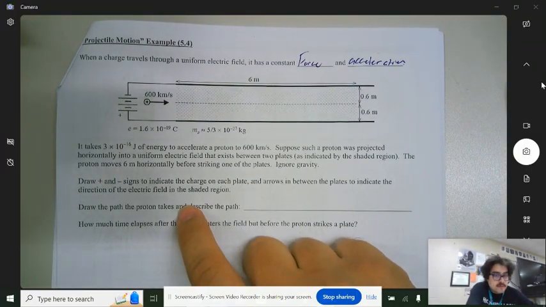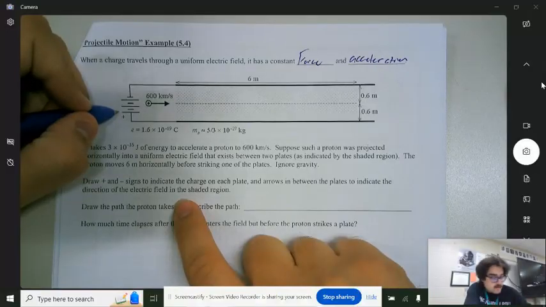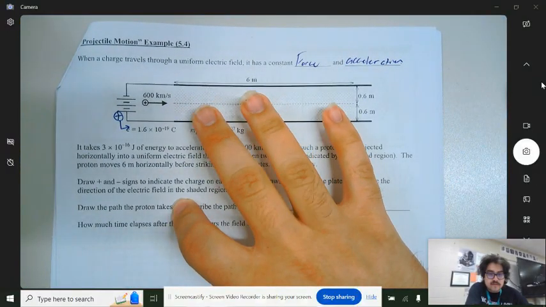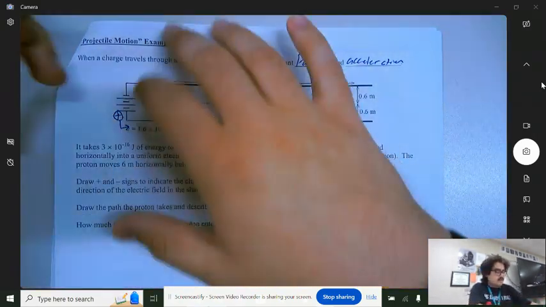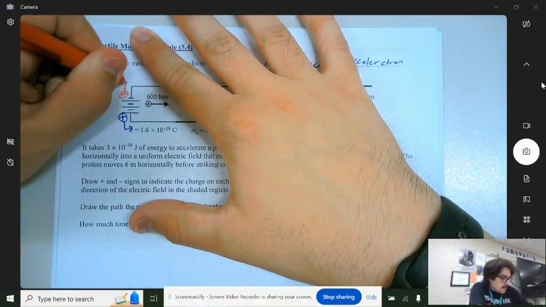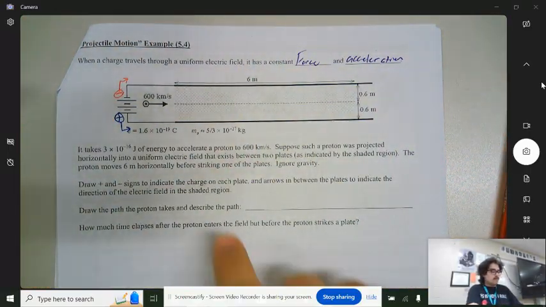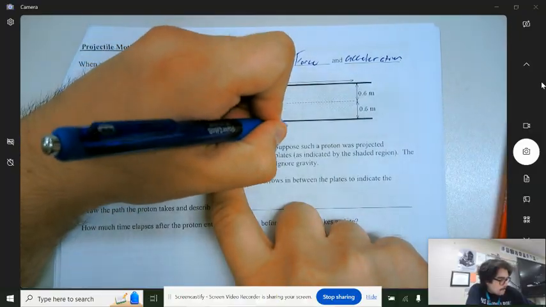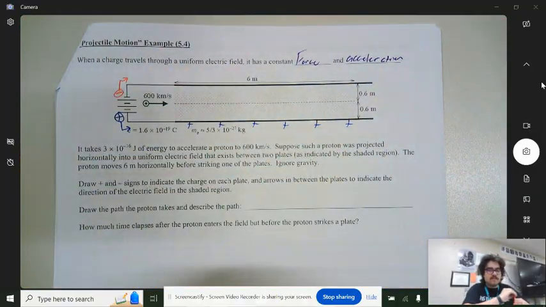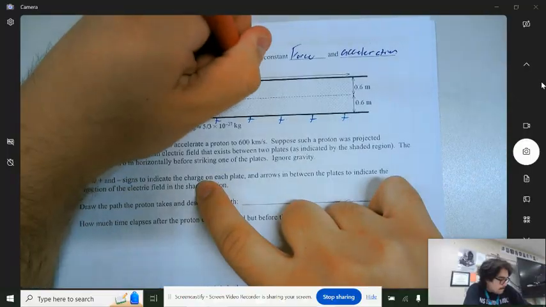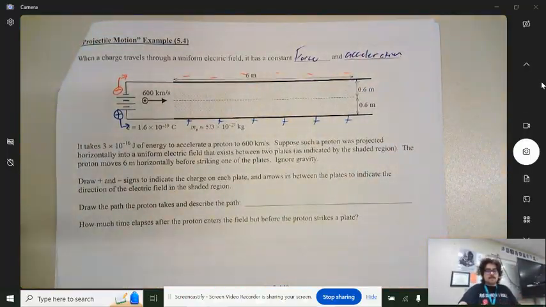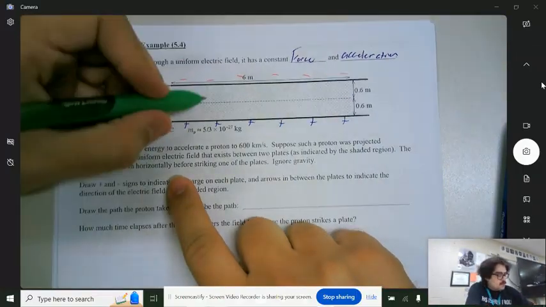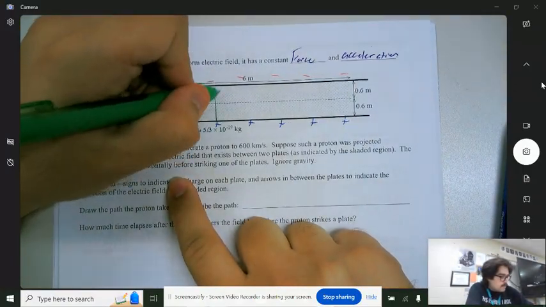Okay, well, how do we know which plate's positive and which one's negative? Look at your battery. We have positive right here on the bottom, and the positive is going to flow through the wire to the bottom. The negative terminal is connected here, and so the negative goes through there. So our positive plate is going to be the one on the bottom, and our negative plate is going to be the one on top. And therefore, if the positive plate's on the bottom and the negative's on the top, then the electric field should be going straight up.